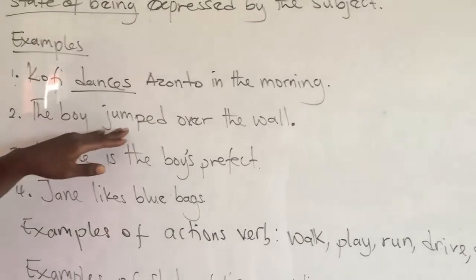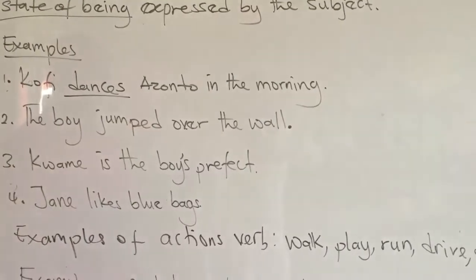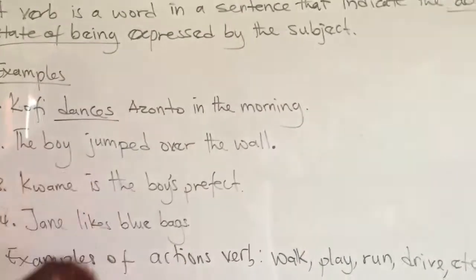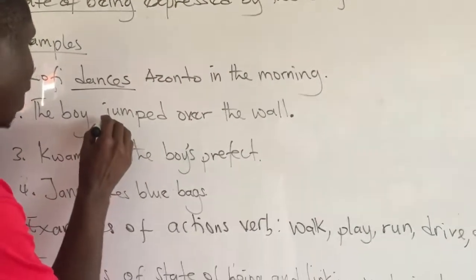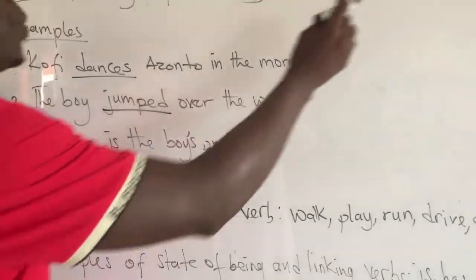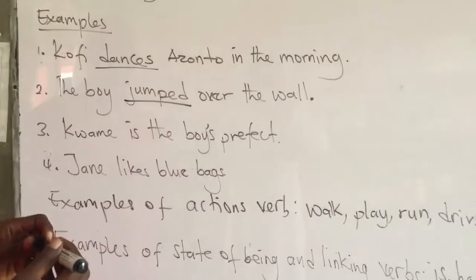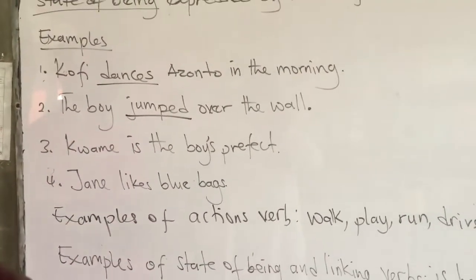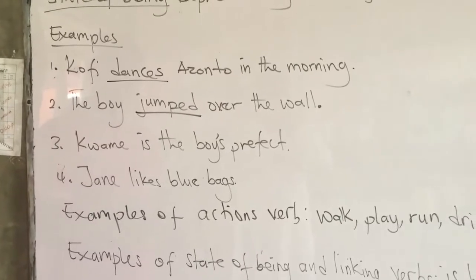The boy jumped over the wall. The subject is the boy. There was an action, jump, which we can see or perform. Therefore, because we can perform jump, it becomes the action in the sentence. That confirms the definition of the fact that a verb is an action word.